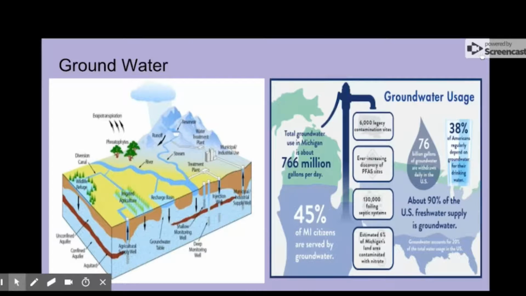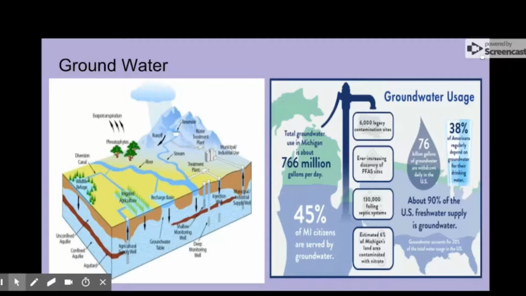Groundwater. It is water found underground in the cracks and spaces in soil, sand, and rock. It is stored in aquifers. We are really dependent upon it. Groundwater supplies drinking water for 51% of the total U.S. population and 99% of the rural population.